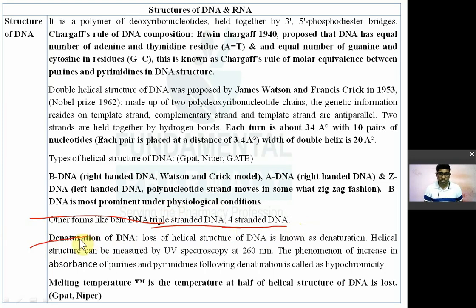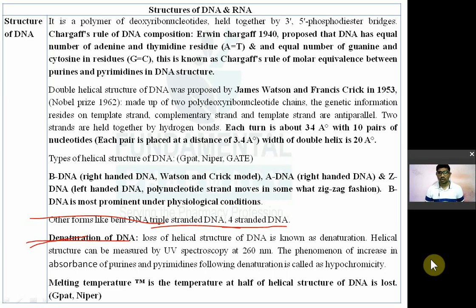Now this is again very important part. इसके ऊपर भी क्वेश्चन आ चुका है. Denaturation of DNA. What is meant by denaturation of DNA? तो DNA में आपको पता है कि it is a helical structure, 2 strands are there. So if any disturbance or destruction of native helical structure of DNA by any means, for example by using temperature or by pH के कारण, जो डबल हेलिकल स्ट्रक्चर है DNA का, उसमें अगर वो हेलिकल स्ट्रक्चर लॉस होता है उसको बोलेंगे डीनेचुरेशन ऑफ DNA. So loss of helical structure of DNA is known as denaturation.